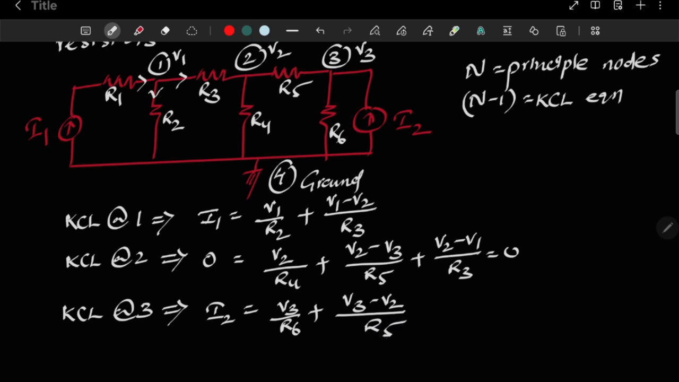So in this manner we have written three KCL equations for the three principal nodes. We did not write a KCL equation at the fourth one because we already know that if you have n principal nodes, the number of KCL equations required is n minus 1 only. Because the equations involve P by Q forms like V1 by R2 and V1 minus V2 by R3, instead of writing in terms of the resistances, if you write in terms of conductances, it will be easy.